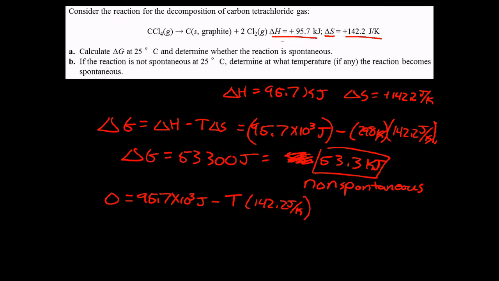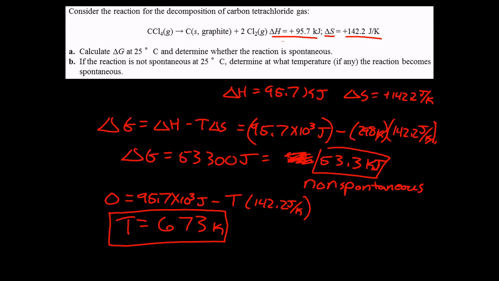And so if we work out the algebra here, we're going to have the 95.7 times 10 to the third, and we're going to subtract that from both sides. So we'll end up with negative 95.7 times 10 to the third joules on the left side. And then we'll divide both sides by negative 142.2. So those two negatives will end up canceling each other out. And the temperature that gives us is 673 Kelvin. Really, really hot.